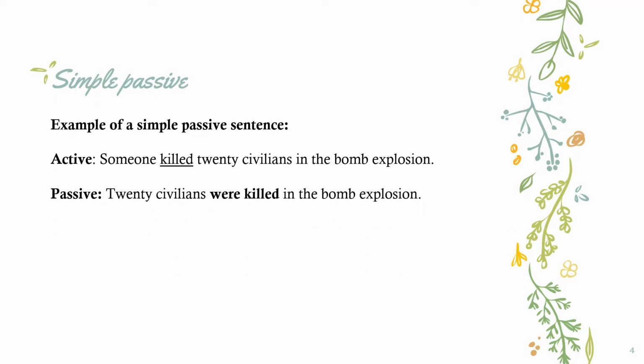Here is an example of a simple passive sentence. Someone killed 20 civilians in the bomb explosion. The passive form is 20 civilians were killed in the bomb explosion. Notice that we used were plus the past participle form of killed.